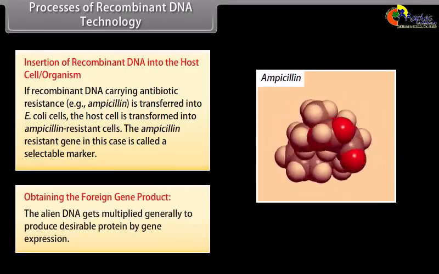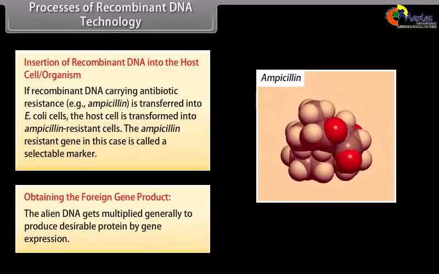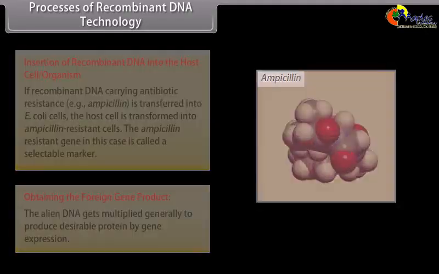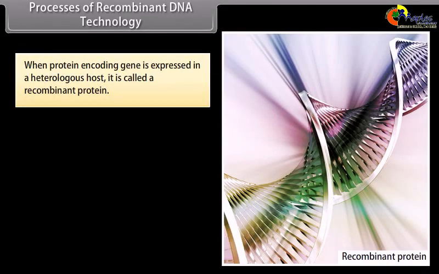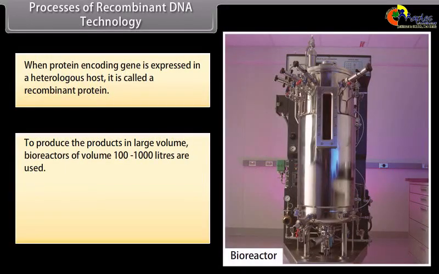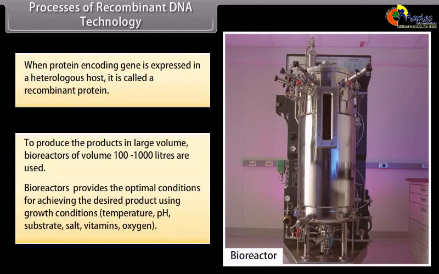The alien DNA gets multiplied generally to produce desirable protein by gene expression. When protein encoding gene is expressed in the heterologous host, it is called a recombinant protein. To produce products in large volume, bioreactors of volume 100 to 1000 liters are used. Bioreactors provide the optimal conditions for achieving the desired product using growth conditions, temperature, pH, substrate, salt, vitamins, oxygen.